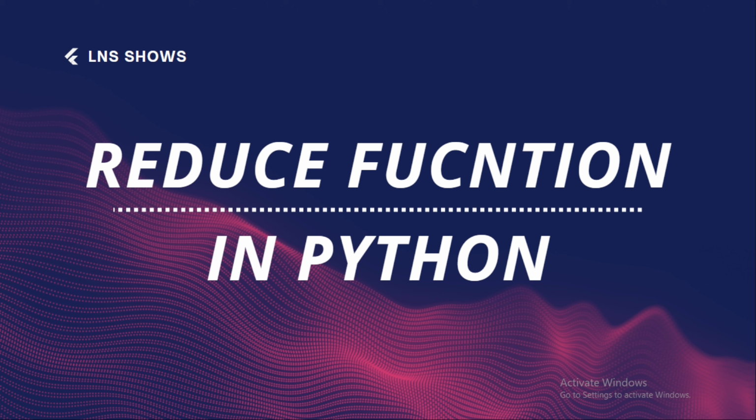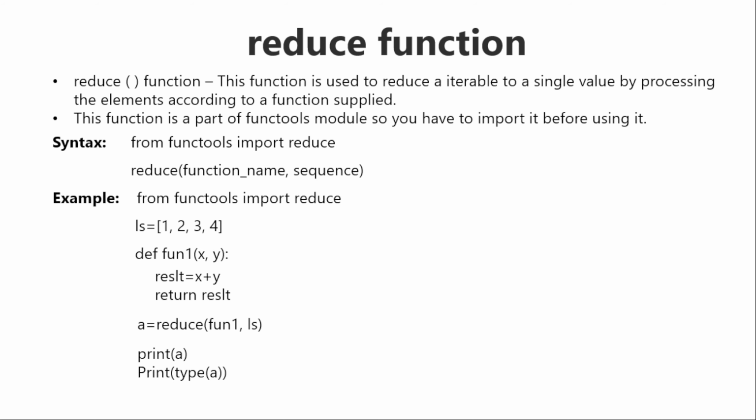In today's session, we will be discussing the reduce function in Python. The reduce function is used to reduce an iterable to a single value by processing the elements according to a function supplied. So the iterable that we have passed will be reduced to a single value by performing a function on the elements of the iterable. Finally, you will get an output as a single value.